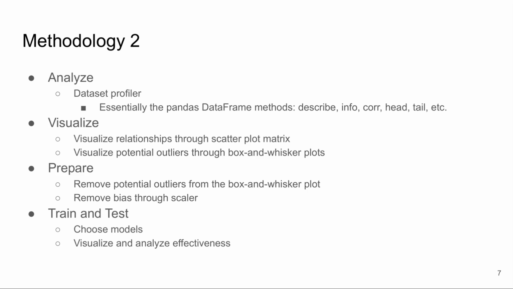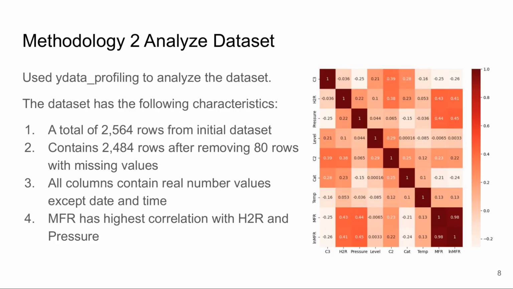Next, we prepared the data set by removing potential outliers, and then we removed bias by using a standard scaler. We didn't need to use a robust scaler since we've already taken care of outliers. And then finally, we train and test the model by choosing a model and visualizing the effectiveness of the model compared to other models to see how it was. We did our analysis with Y data profiling to analyze the data set.